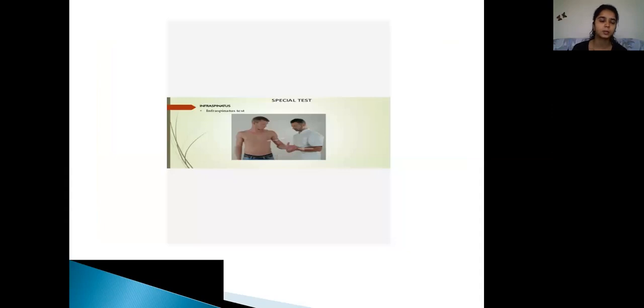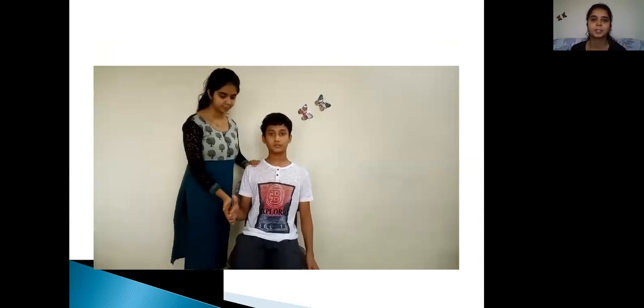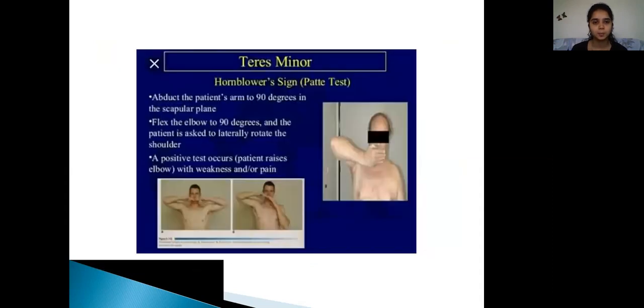Infraspinatus test, where the external rotation will be resisted. I'm trying to resist the external rotation. Test for teres minor, also called the Hornblower sign and the Patte test, where the patient is told to abduct his arm to 90 degrees in the scapular plane, followed by flexing the elbow to 90 degrees and then laterally rotating it, where the resistance will be applied. The test will be considered positive if the patient cannot resist, or there's weakness or pain.